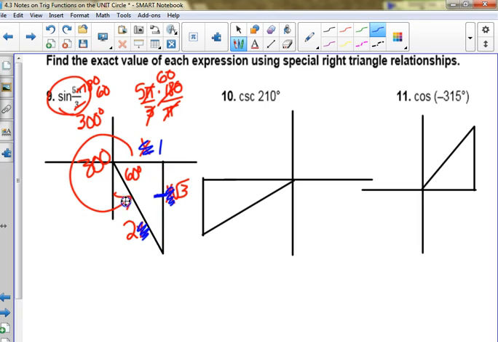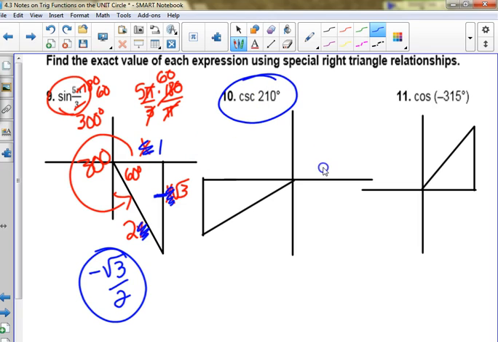All right, so now what's the sine? You can do y over r or opposite over hypotenuse. You get negative square root of 3 over 2, yes? Eventually, you're just going to use your pink sheet, yes, but I'm trying to help you see where these came from. All right, cosecant of 210.